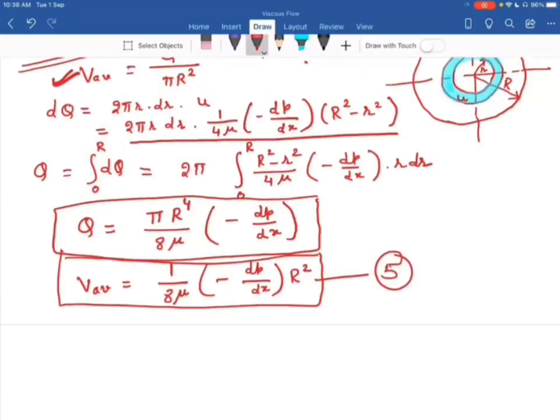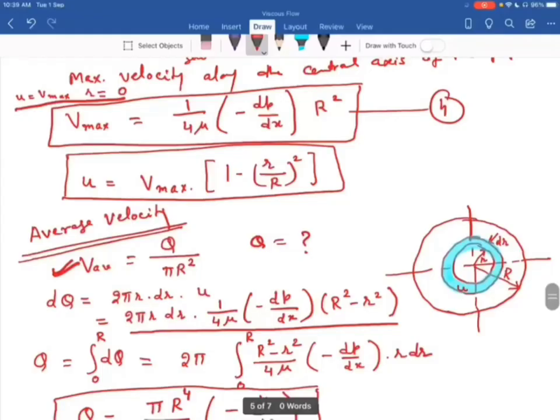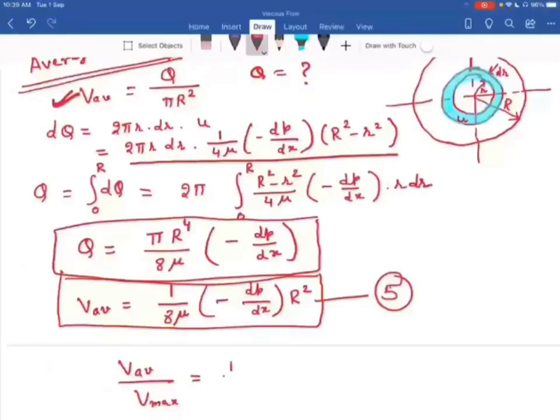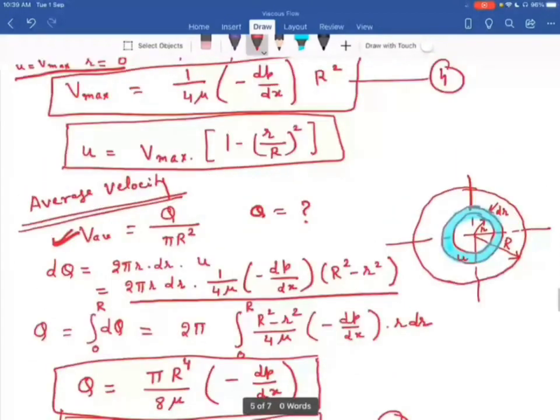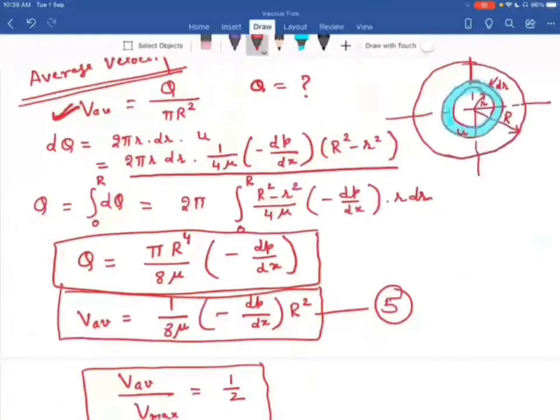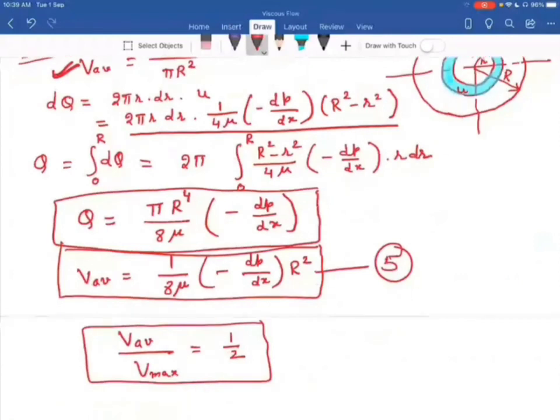Next you find the ratio of V average to V max. For a circular pipe, see equation number 4 for V max and equation number 5 for V average. Divide equation 5 by equation 4. When you divide both equations, V average to V max, this ratio comes out to be 1 by 2.